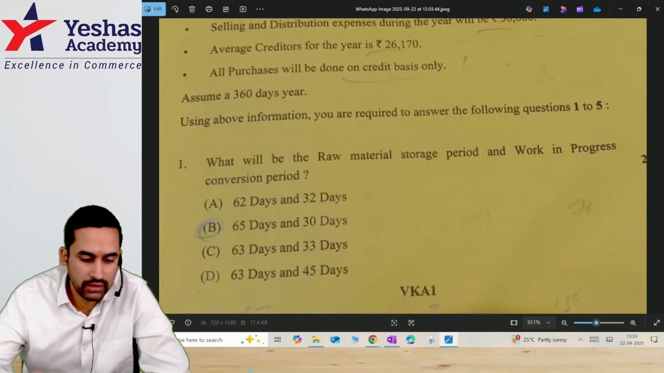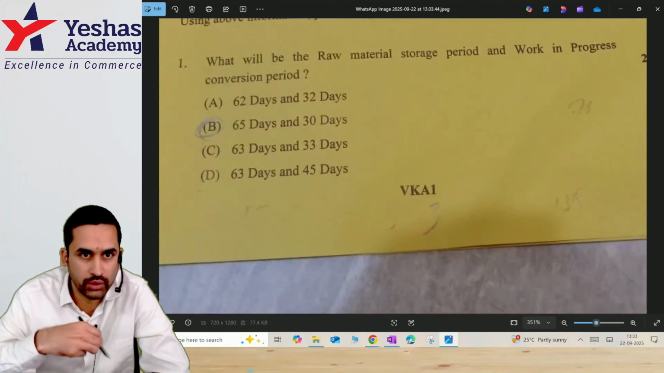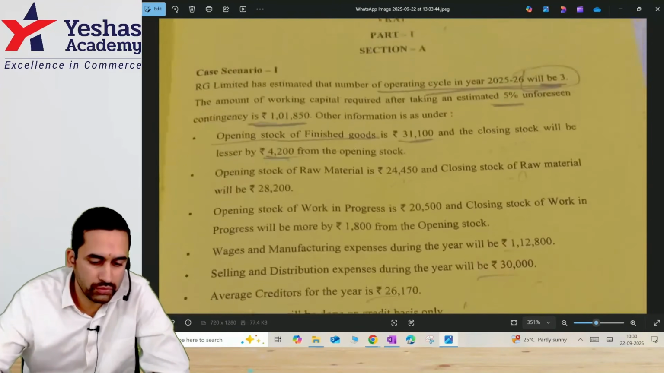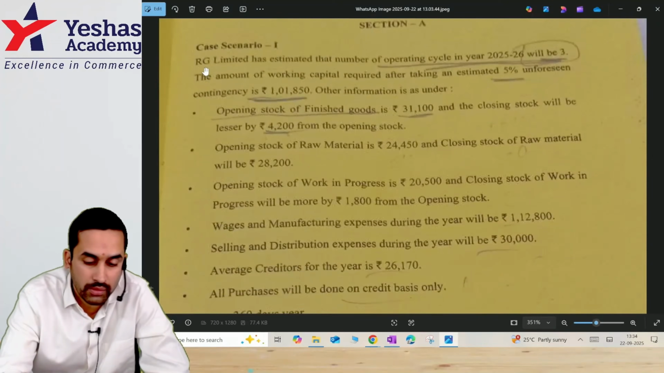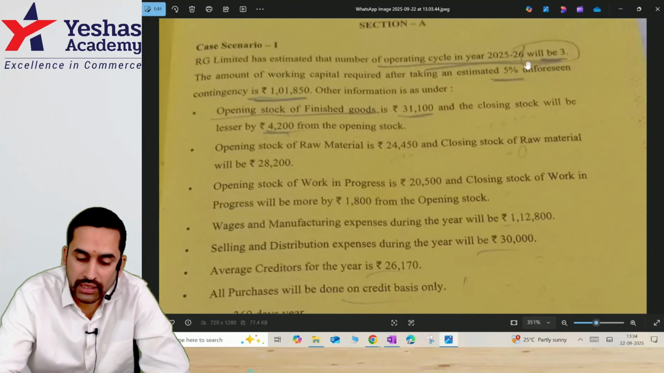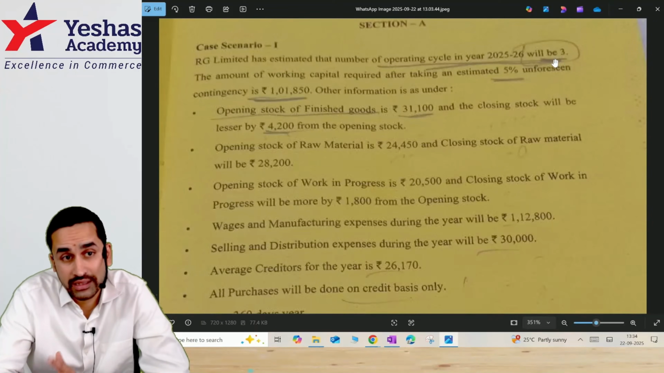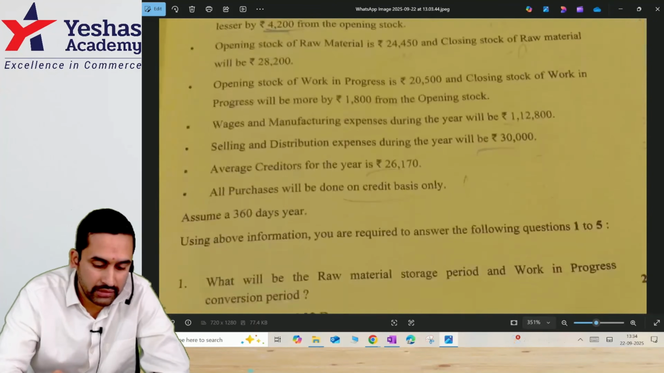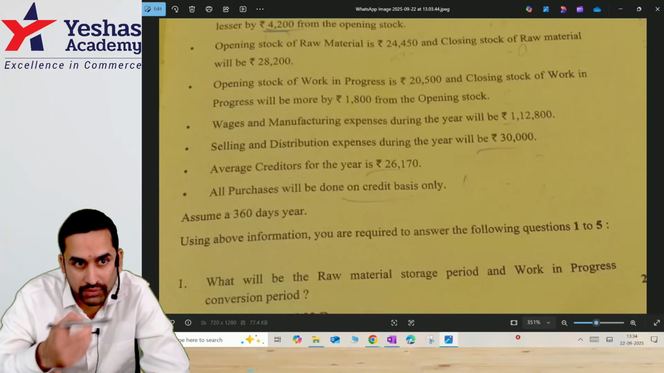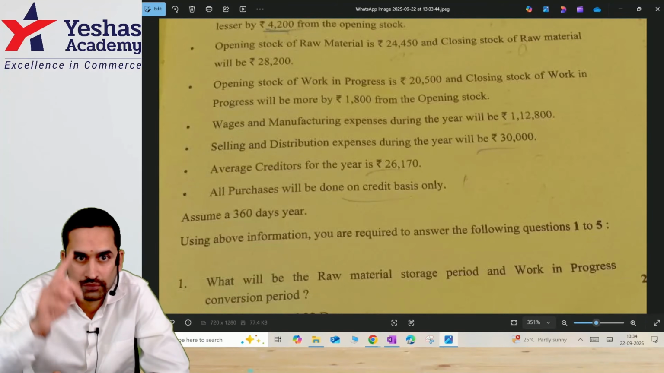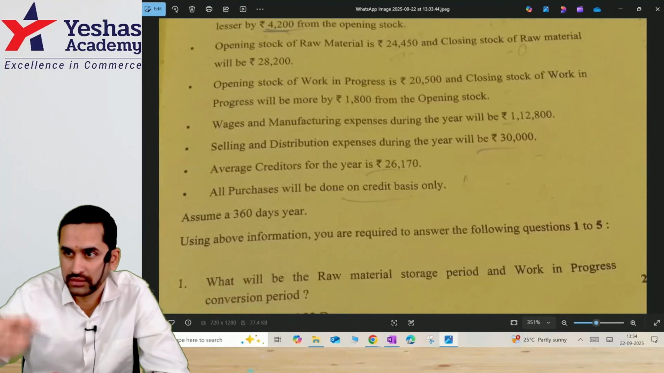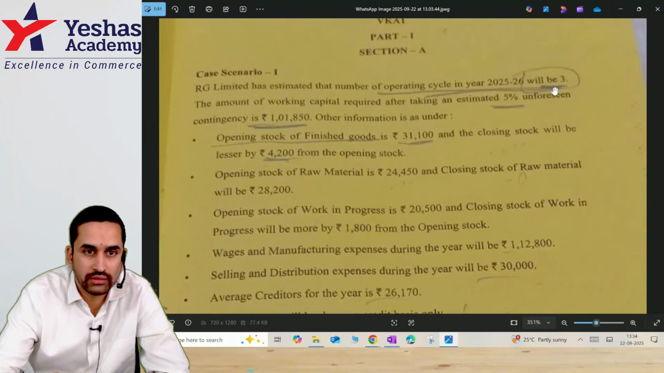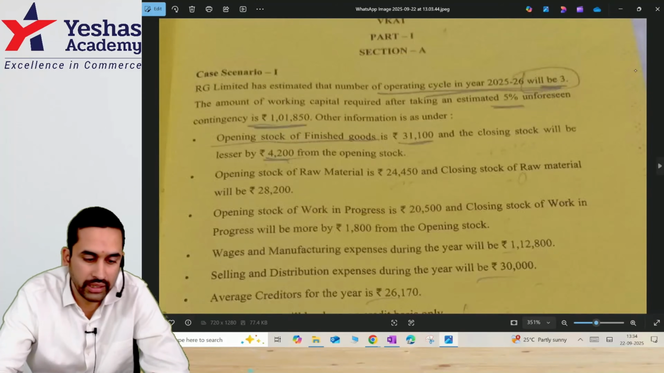This is question 1. Same way, question 2, question 3, question 4. Now, let's not worry about sub questions. Understand main story first. RG Limited has estimated that number of operating cycle will be 3. Answer is given, and here I read 360 days in a year. That means one cycle is 120 days. 360 by 3. Normally we do 360 by 120 and then say 3 cycles. That means you know the final answer. One cycle period is equal to 120 days.